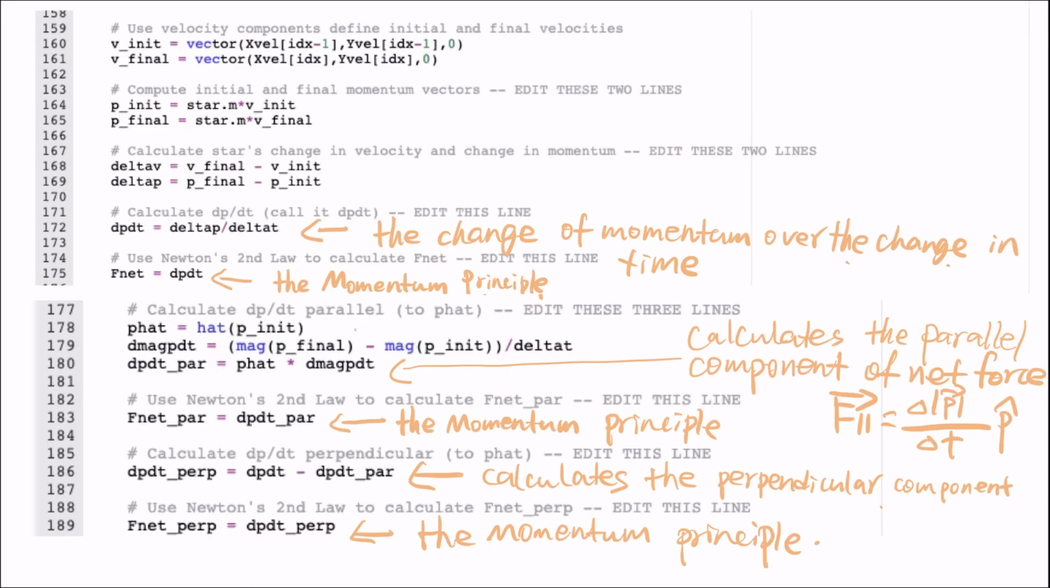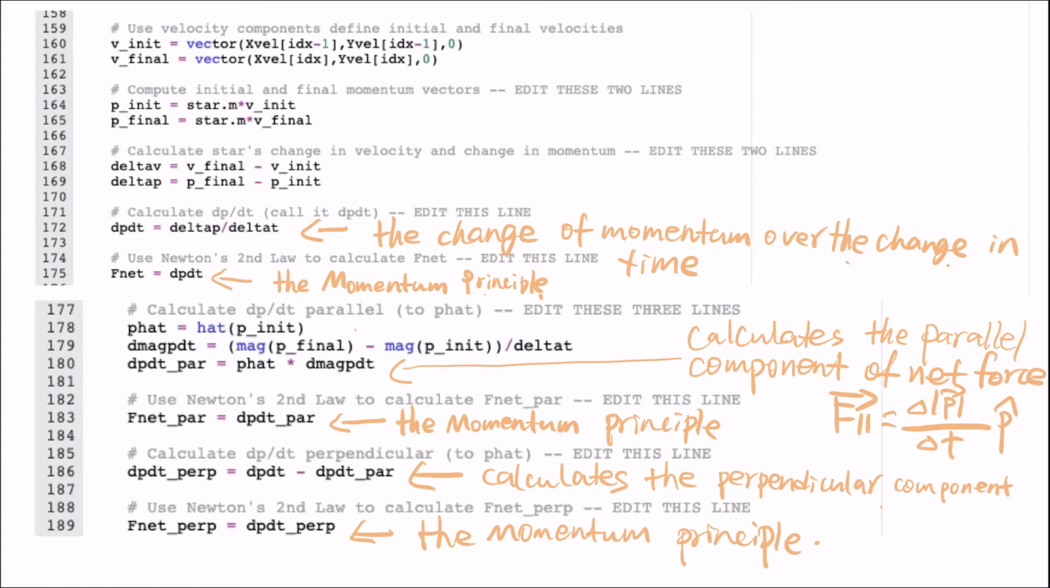And here we first calculate the initial and final momentum using velocity and the masses. And on the next part, we calculate the change in velocity and the change in momentum. And on the next line, this calculates the change of momentum over change in time. And for the next part, we use the momentum principle to set dp dt equal to the net force.